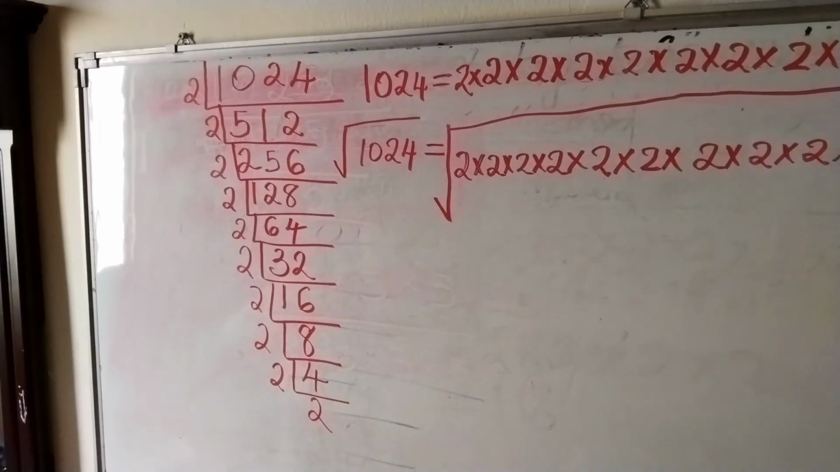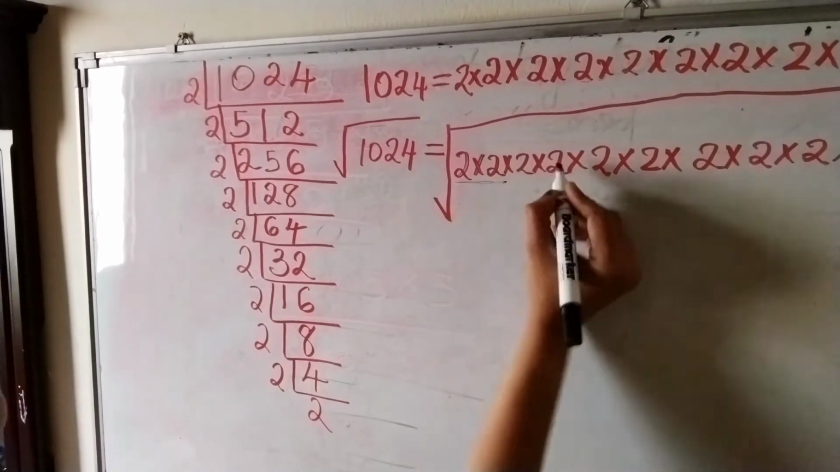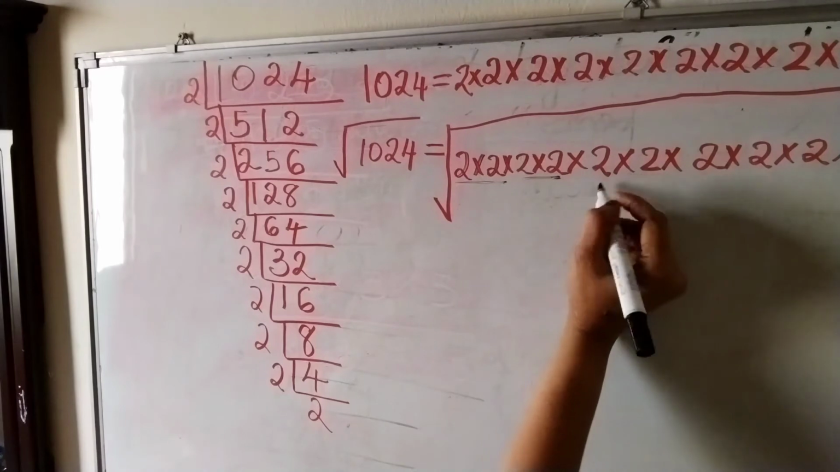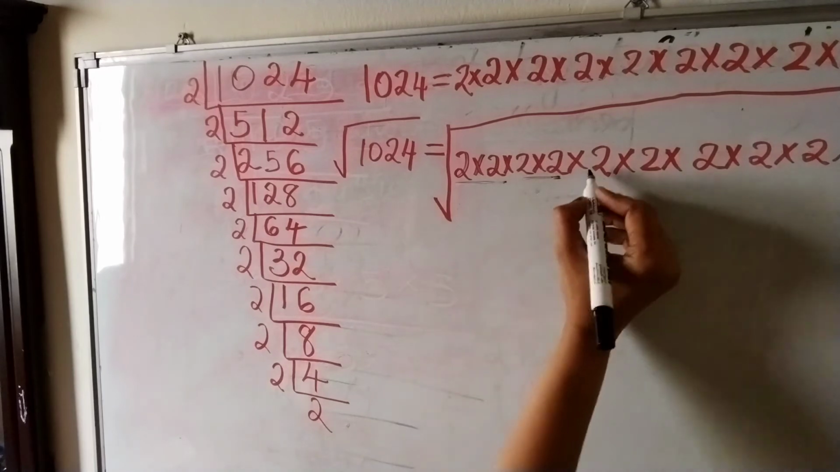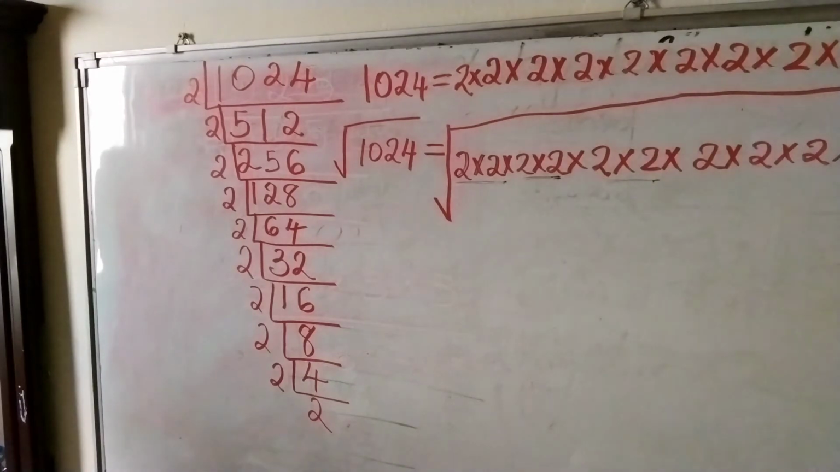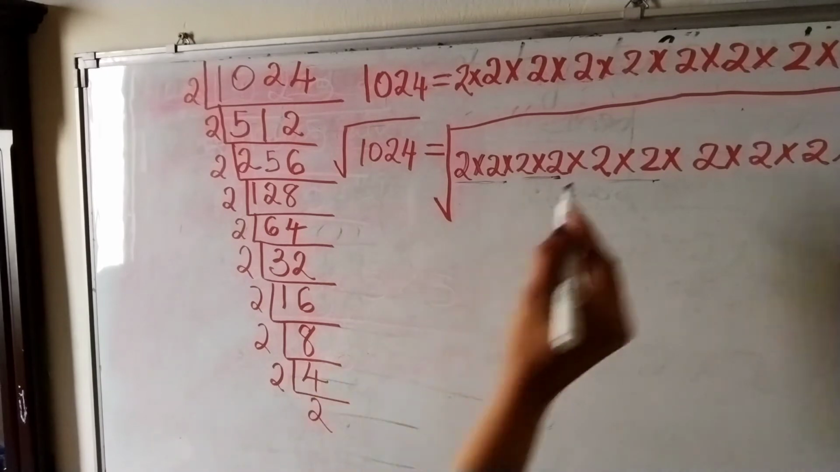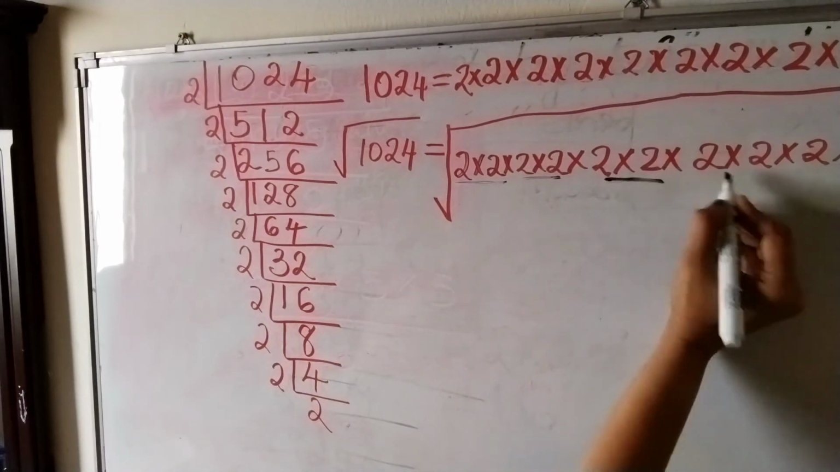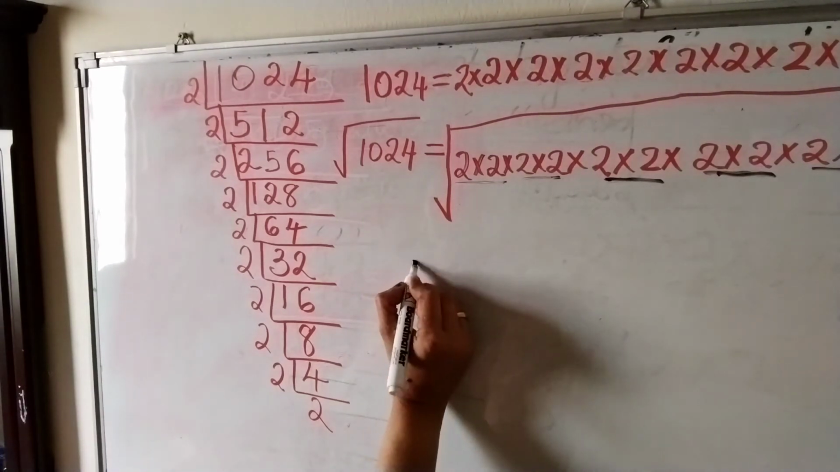Okay. Then how many pairs do we get? 5 pairs we get, right? This is 1 pair. This is another pair. First pair, 1 pair, 2 pair, 3 pair, 4 pair, 5 pairs. So we get 5 pairs of 2.